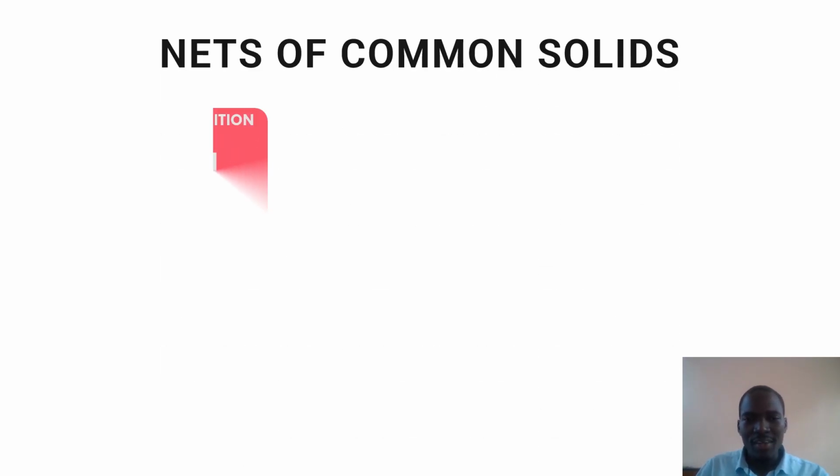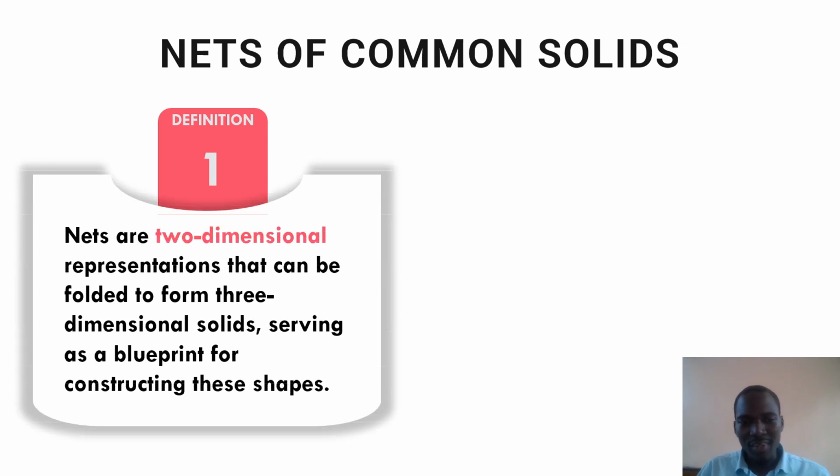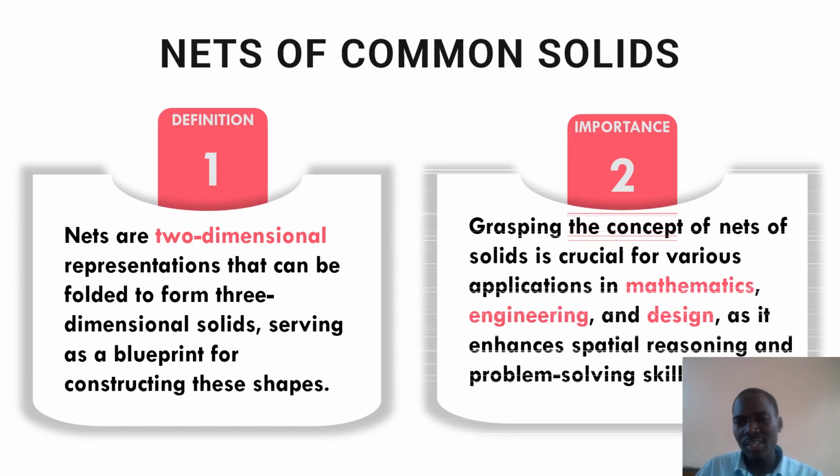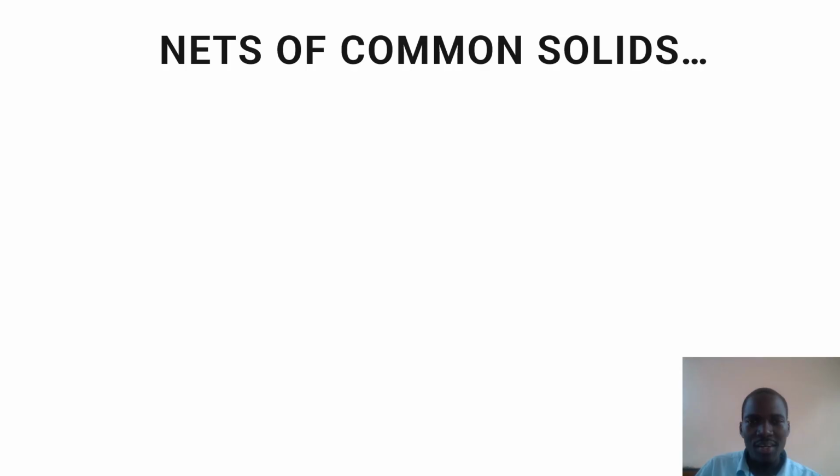Carrying on to our concern of the class, what is a net? A net is a two-dimensional representation that can be folded to form a three-dimensional solid, serving as a blueprint for making three-dimensional shapes. It's important in mathematics, engineering, and design as it improves our reasoning and problem-solving skills related to 3D geometry. Let's explore some common solids.